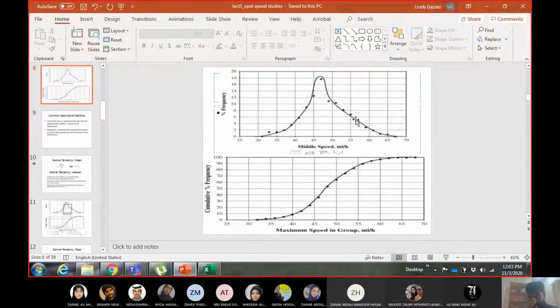Now you can see two things here. First of all, it's symmetric but not exactly, right? It's almost symmetric. It's an almost symmetric curve, but it's not exactly symmetrical. It's not like a clean picture, right?